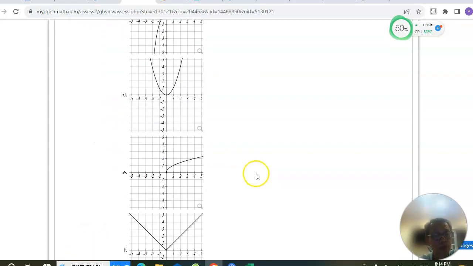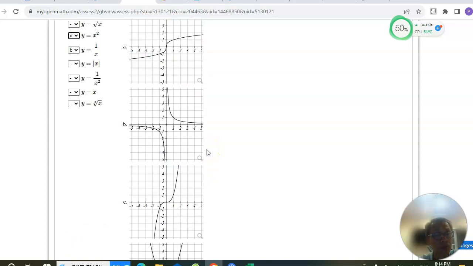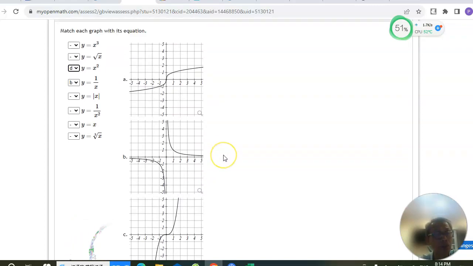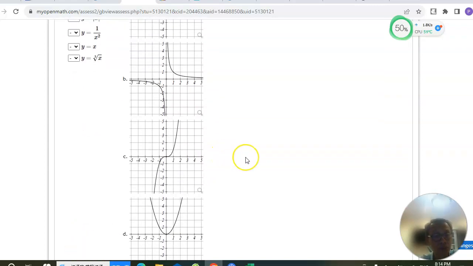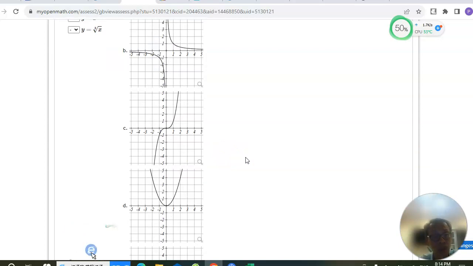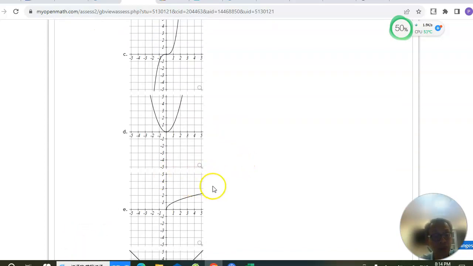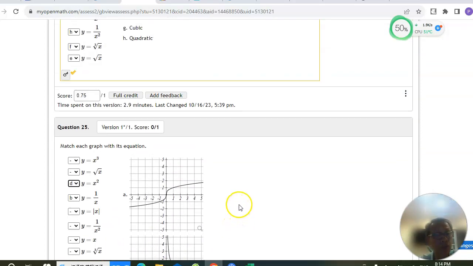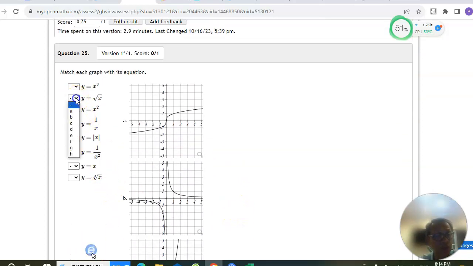Now let's look at graph E. Look, x can only be greater than or equal to 0, and y is always greater than or equal to 0. So that's, as in my previous video, a square root, because inside the square root, x cannot be negative. So graph E is y equals square root of x.